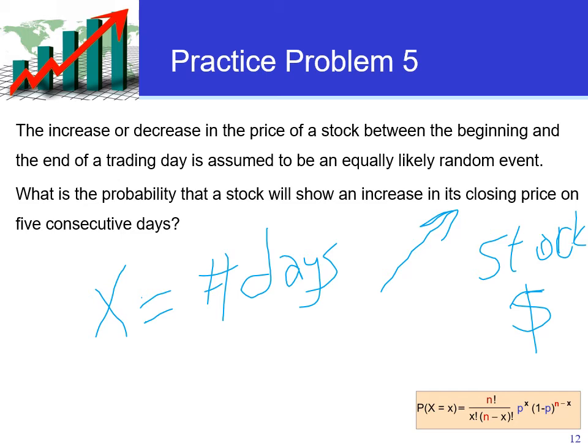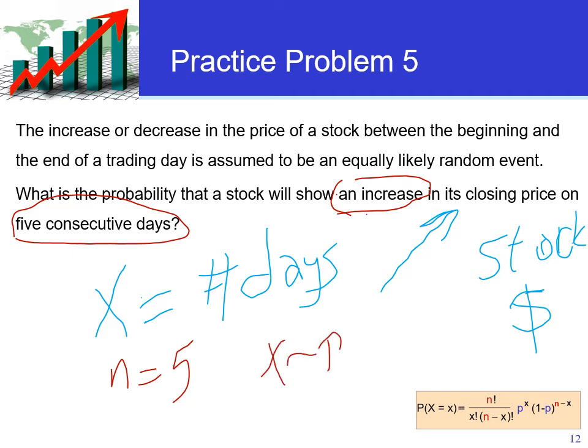So what is n here? The question says, what is the probability that a stock will show an increase, that means a success, in its closing price on 5 consecutive days? So n actually is 5 here. We want to have success 5 times in a row. So let's first write the distribution. X would follow a binomial distribution with n, the number of trials, being 5 and p, the probability of success, being 50%, 0.5.